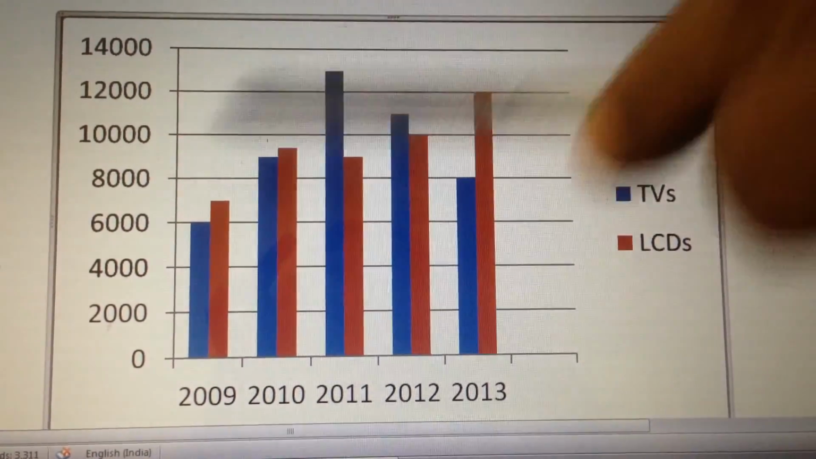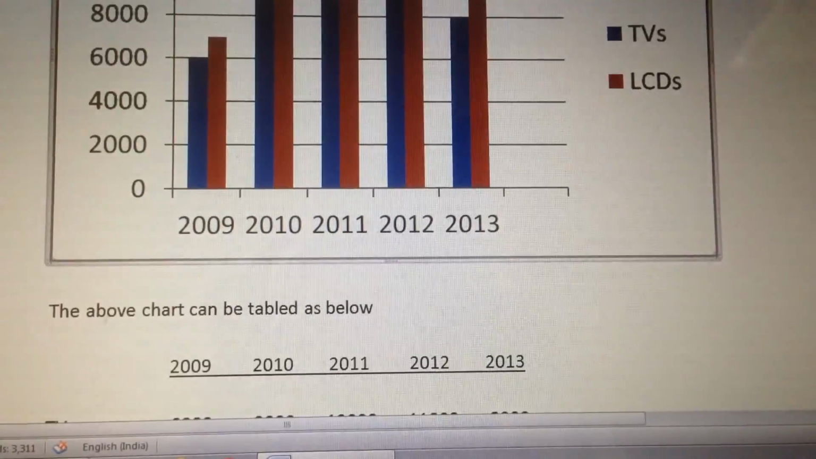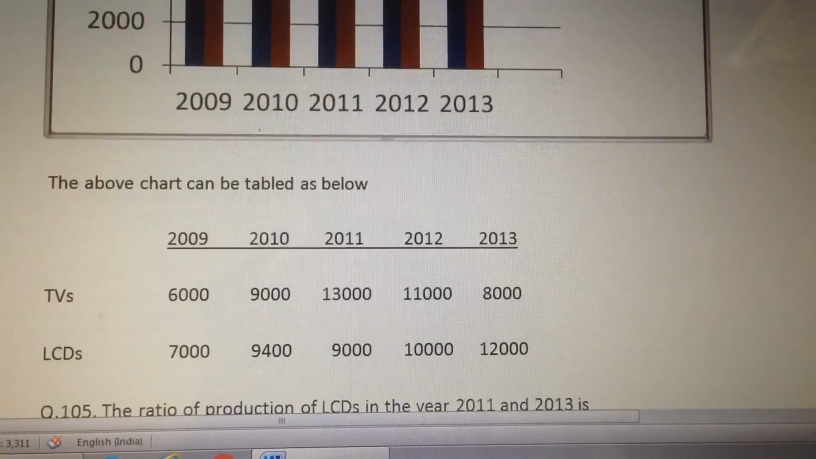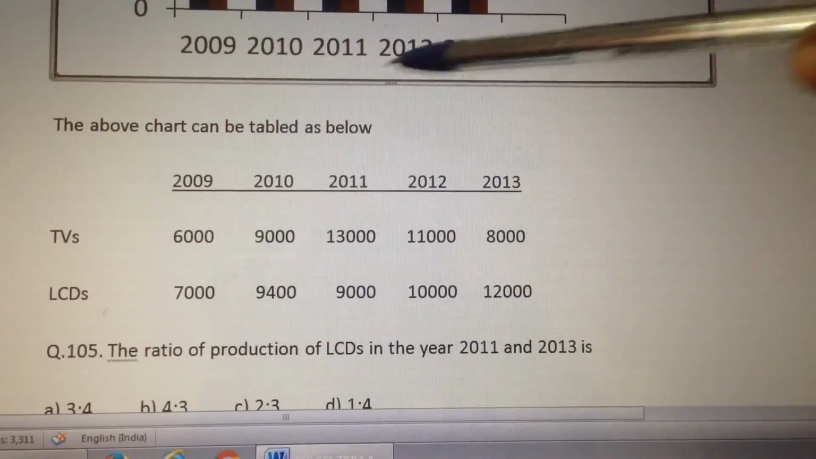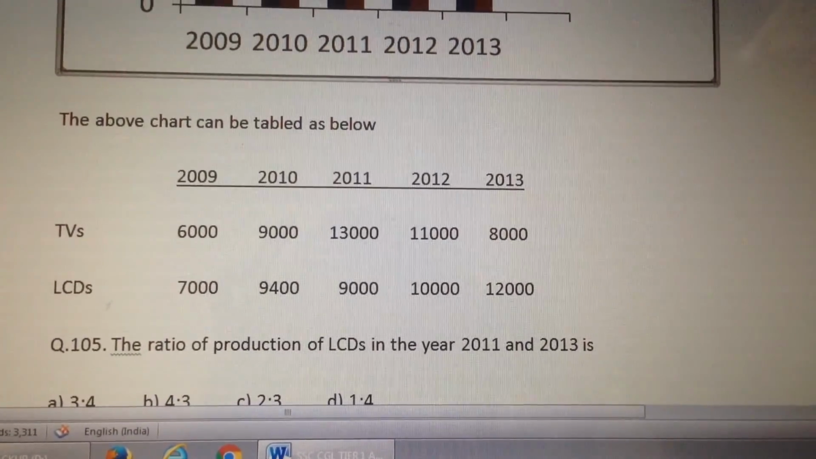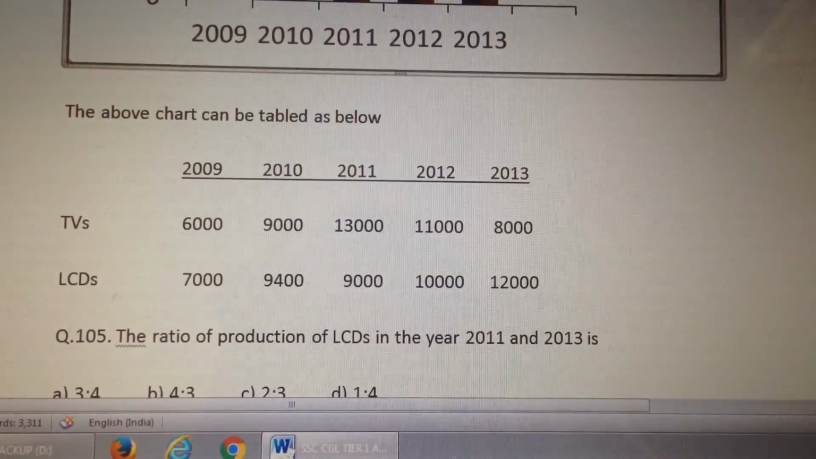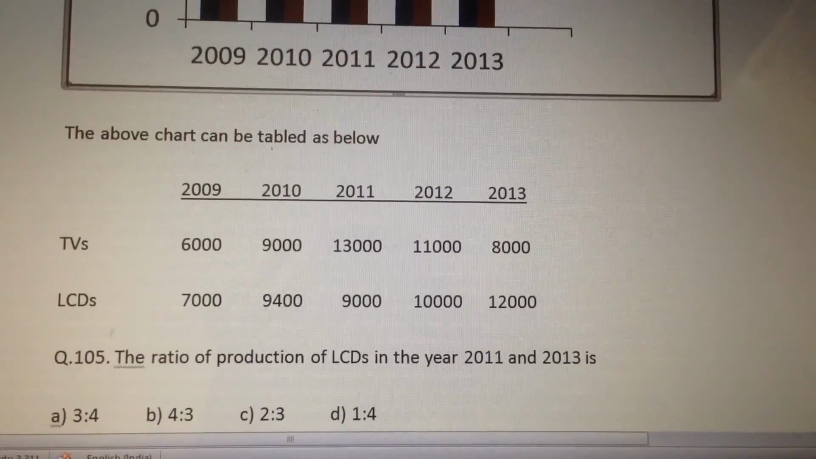Now we can summarize this bar diagram into this small table format. The above chart can be tabled as below: TVs in so and so year and LCDs in so and so years. Okay, now let us see the questions.